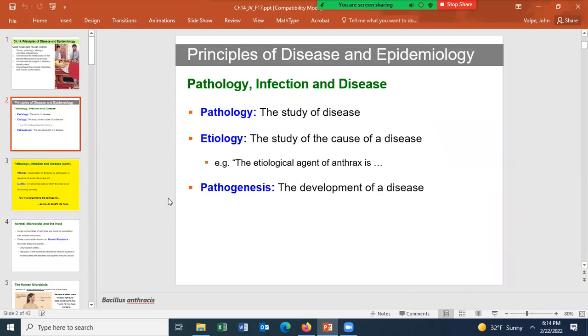So I inserted it. And it is talking about disease and epidemiology. It's giving you an example of that. So know that pathology is the study of disease, etiology, the study of the cause of a disease, like the etiological agent of anthrax is Bacillus anthracis. You should know the term pathogenesis, the development of a disease.